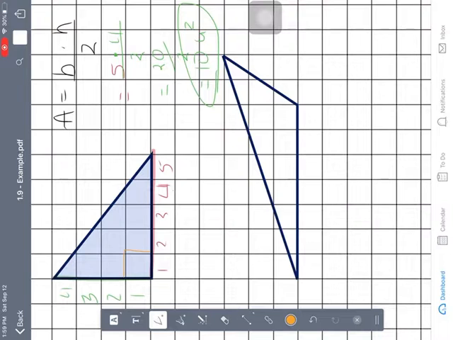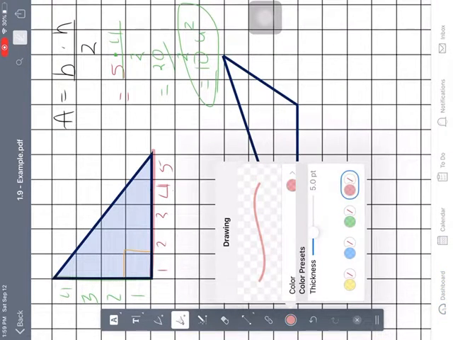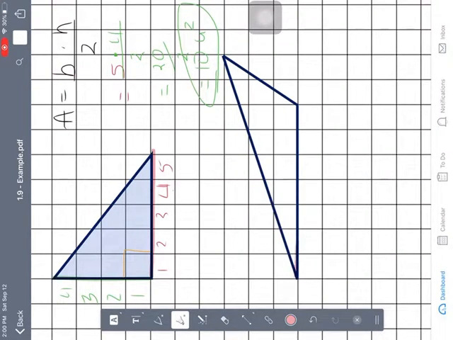Okay, now we're going to go to this shape. Sometimes this type of a triangle, this obtuse triangle, can sometimes be a little confusing, so we're going to talk about this one as well. So on the bottom, I'm going to use this as my base. I'm going to start off by writing my formula again. Area equals base times height divided by 2.